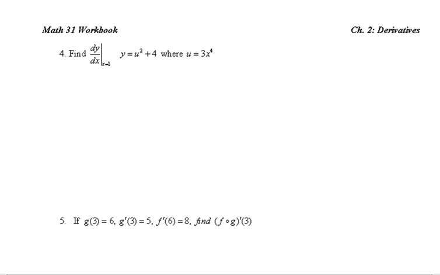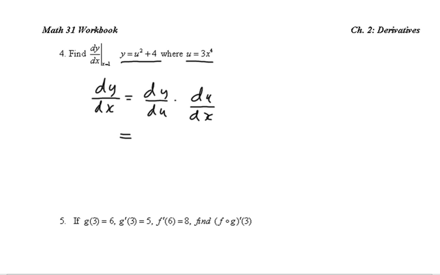All right, so let's try this one together. Using Leibniz, we know what y is, right? And we know what u is. So writing dy dx equals dy du multiplied by du dx, we obtain 2u for the first step. The derivative of u squared is 2u. Okay?